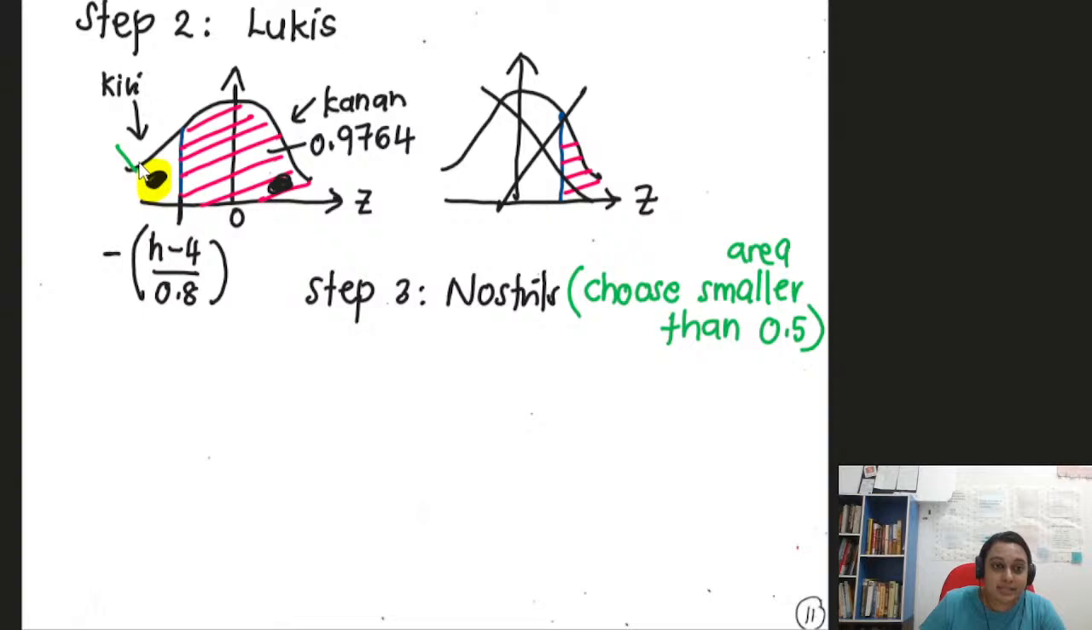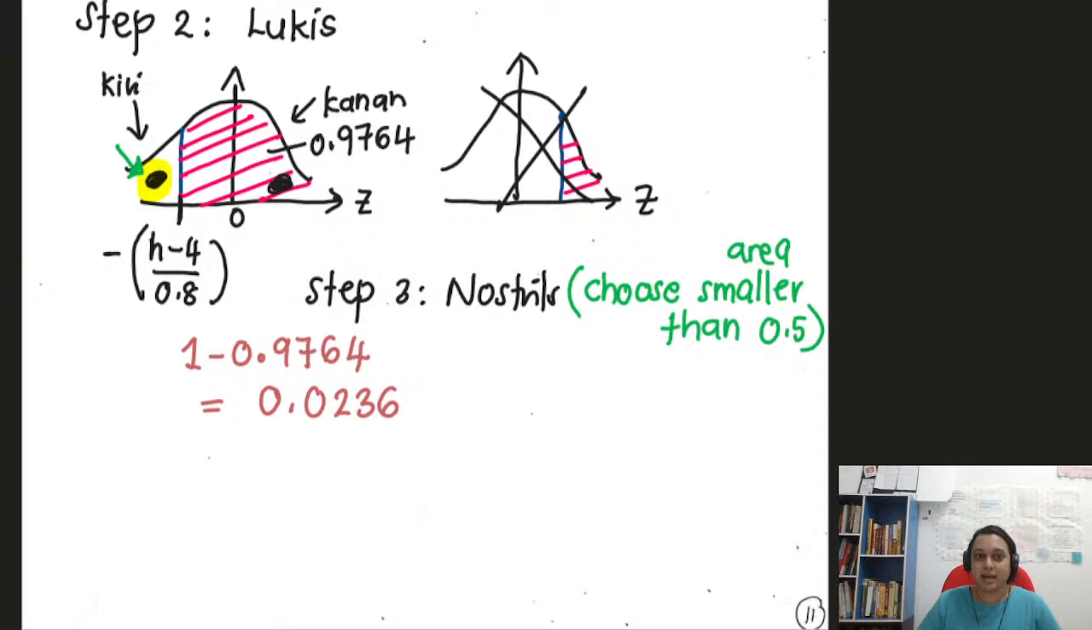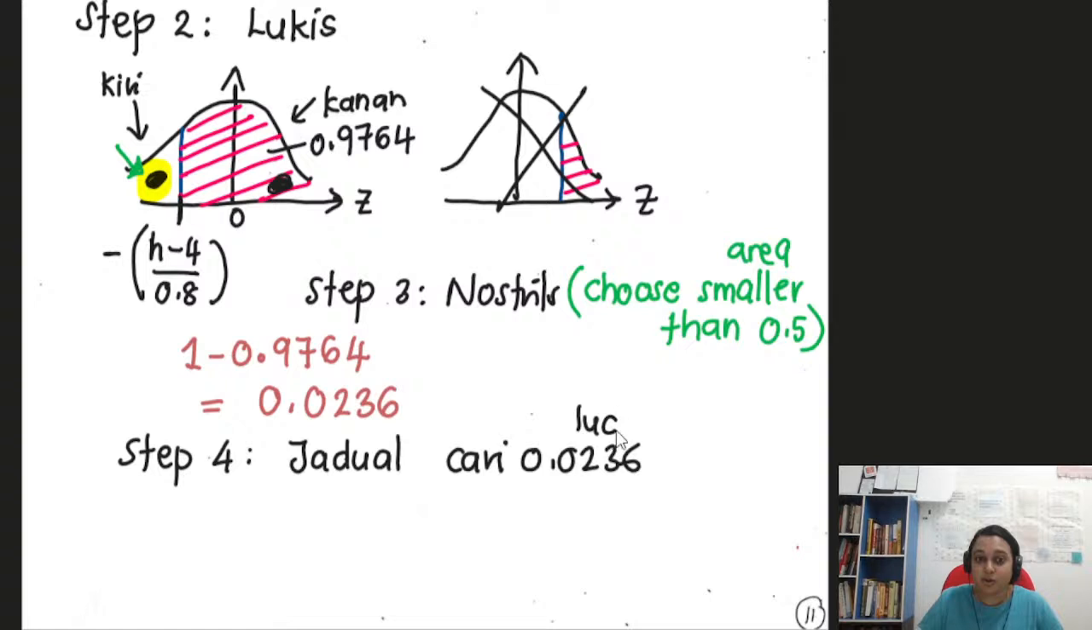Jadi, apa luas dekat sebelah sini? What is the luas here? You must take 1 tolak 0.9764. Okay, 1 minus 0.9764. I'm getting 0.0236. So step 4. Step 4, go to the jadual, pergi kepada jadual, cari 0.0236. Cari the luas. Luas means you must cari from the middle of the table. Go to the table, find 0.0236.